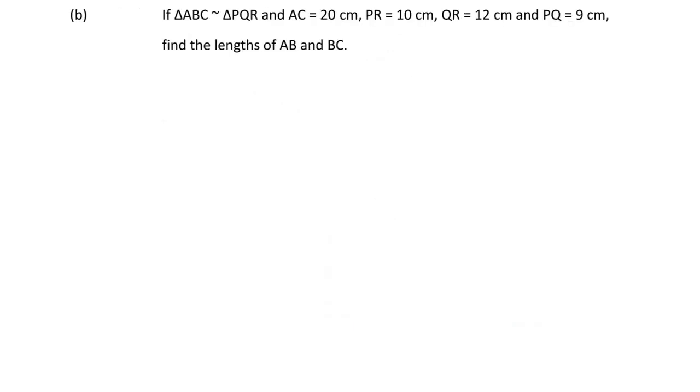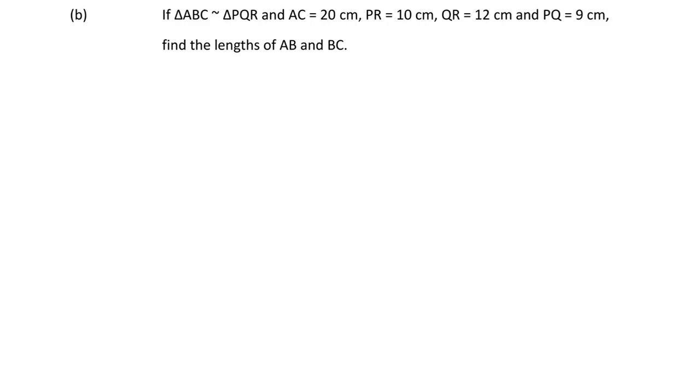Part B of the question, if triangle ABC is similar to triangle PQR and AC = 20 centimeters, PR = 10 centimeters, QR = 12 centimeters, and PQ = 9 centimeters, we are supposed to find the length of AB and BC.